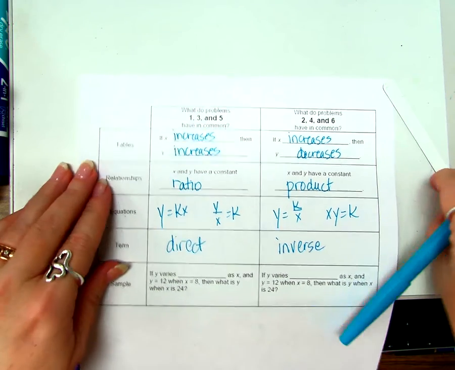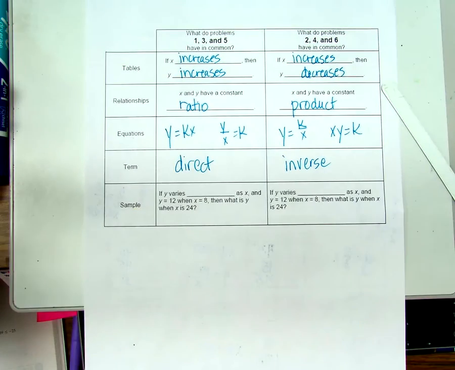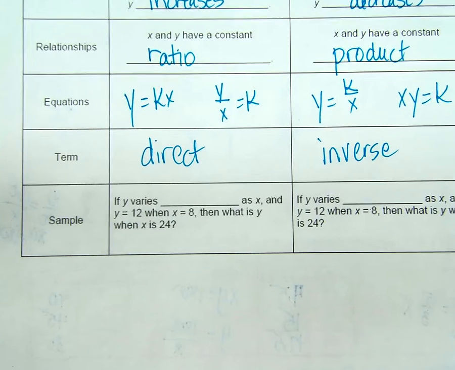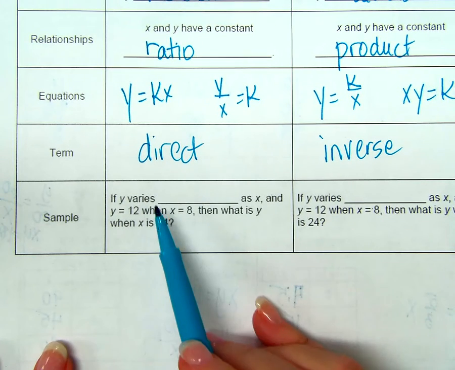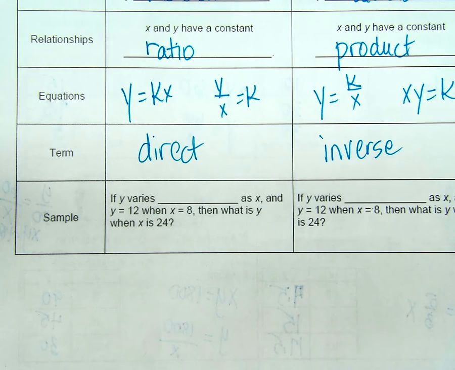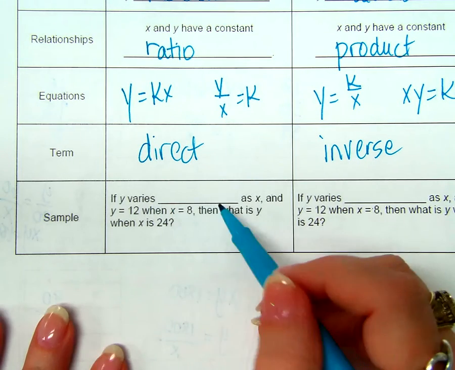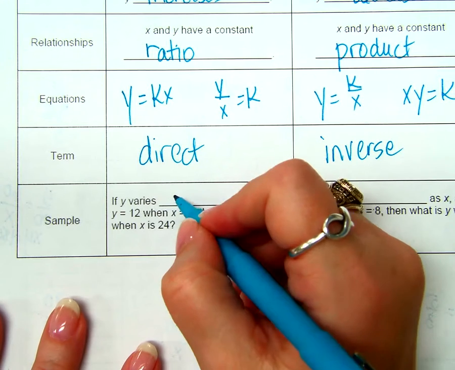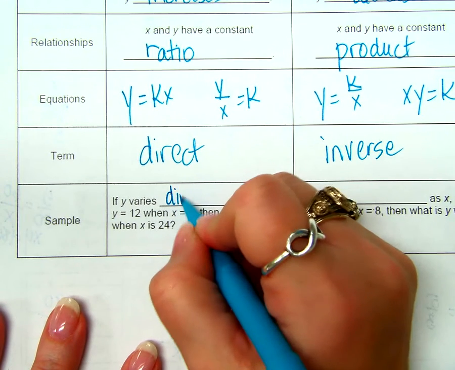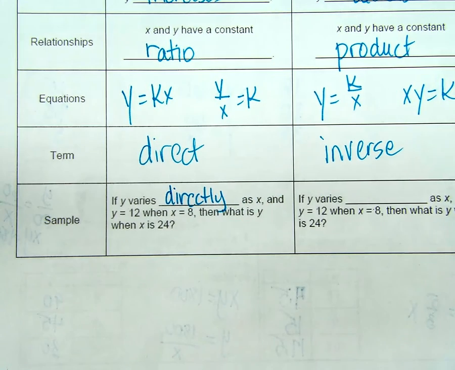So if we're going to do a sample problem, which we will, the first one, we know it's going to be direct variation. What's going to go in that blank? It's got to be an adverb. What's an adverb again? And it ends in ly. Most of the time adverbs end in ly, right? So what word is going to go in this blank? Directly. Excellent.